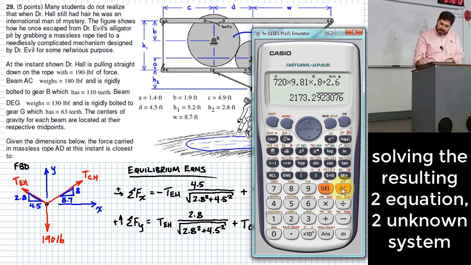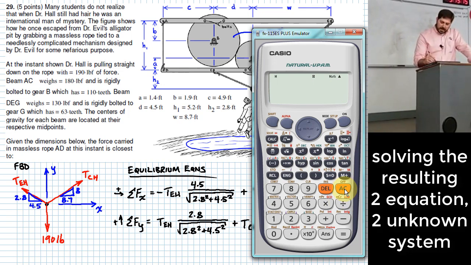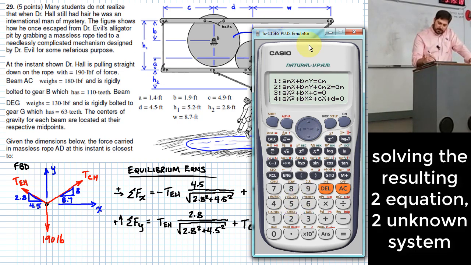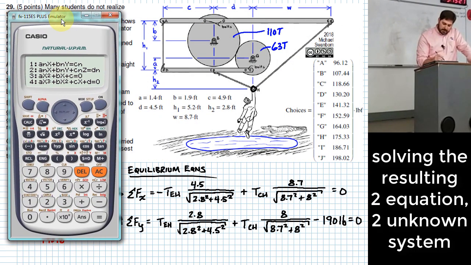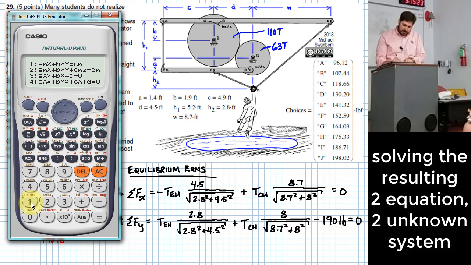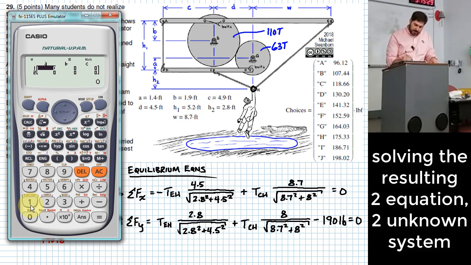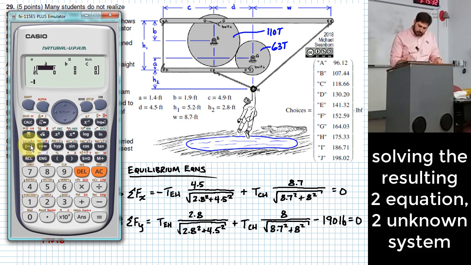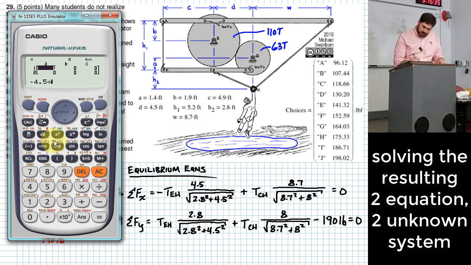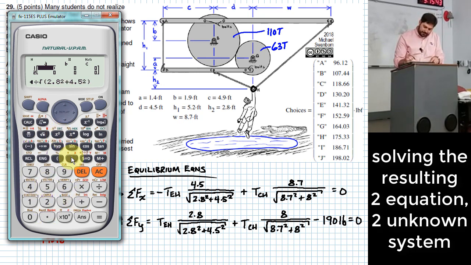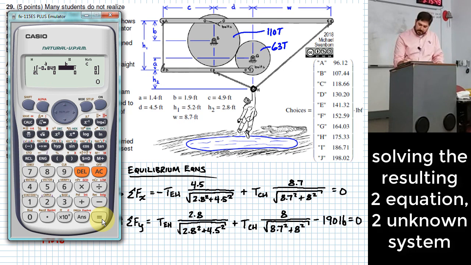Okay, I might have a calculator available to me that might be able to do a 2x2 system of linear equations like this one. So I pull that out and I pick the 2x2 system there and I put in my coefficients. So the first one I have there will be negative 4.5 divided by the square root of 2.8 squared plus 4.5 squared. Okay, I think that takes care of that coefficient. So I just did the first coefficient in the first equation.